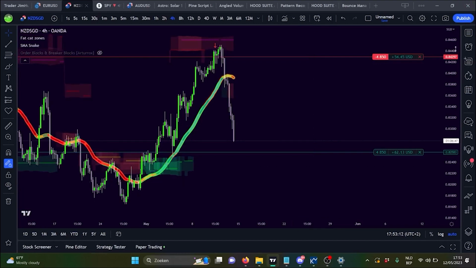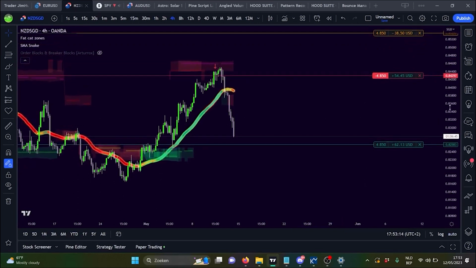Here we are actually in a $54 profit. Let's close this out. We are only targeting 1% increase on the account. I don't know why I put a target of 62 instead of the 54. So just close this down.